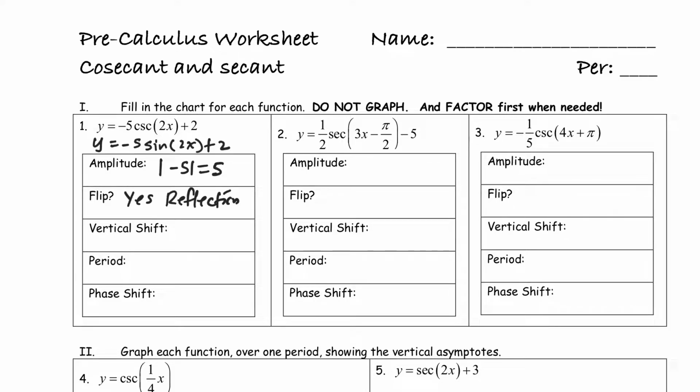Vertical shift, in other words, is the midline going to change to plus 2? The new midline is d equals 2. The period, remember, for sine is 2 pi over b, in this case it's 2. So the new period is pi, and there is no phase shift, none.